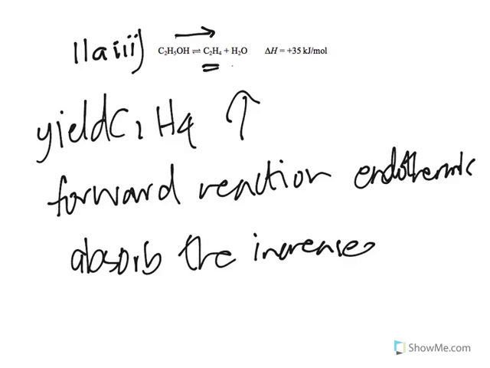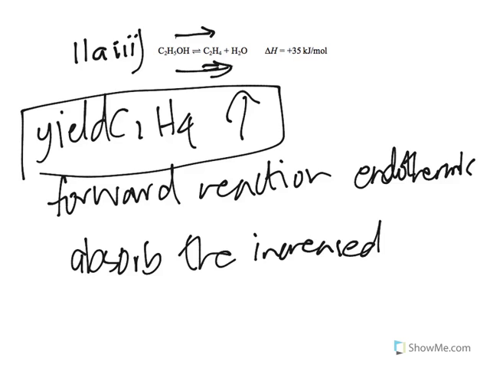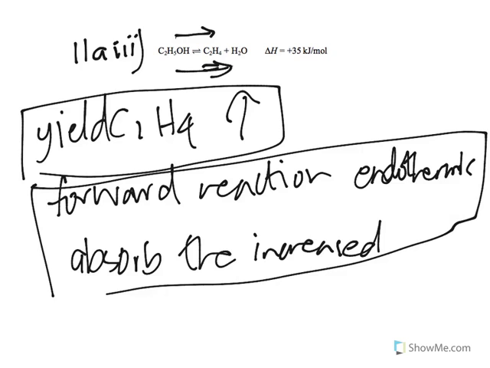Because remember, equilibrium always tries to maintain a constant, right? So if the temperature is increased, it wants to remain constant, so it wants to reduce that increased temperature. To reduce it, these substances are going to have to absorb the extra energy, and the only way they're going to absorb that extra energy is by going in the forward direction, in the direction of the endothermic reaction. But all you need to really do is say that the yield is increased because the forward reaction is endothermic and it absorbs the increased temperature.